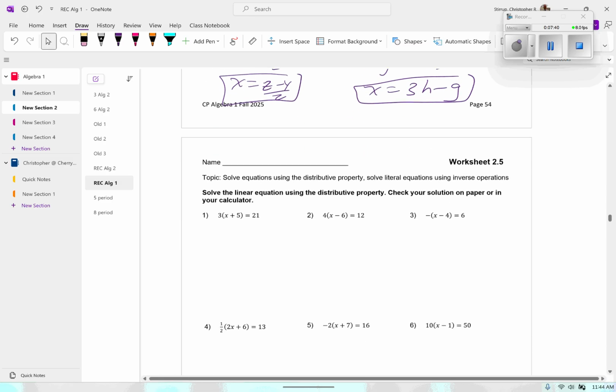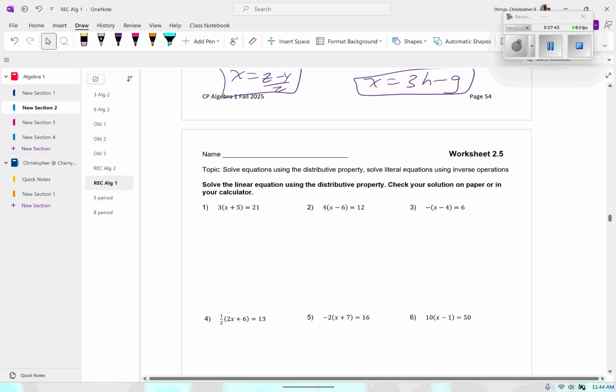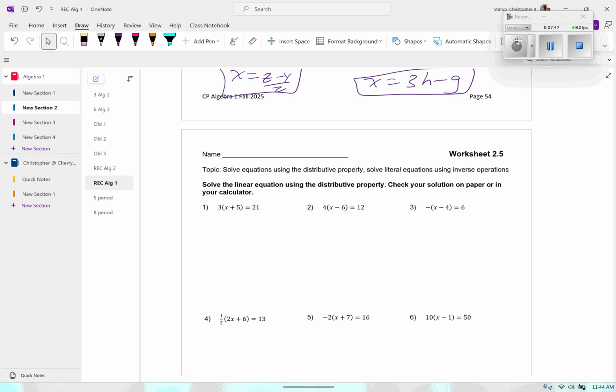Okay, go ahead and work on this assignment. And we'll go over it. If I can distribute, that's 3x plus 15 equals 21. Subtract 15. So realize you should work these problems out. I'm just kind of combining videos together. Divide by 3, x equals 2.